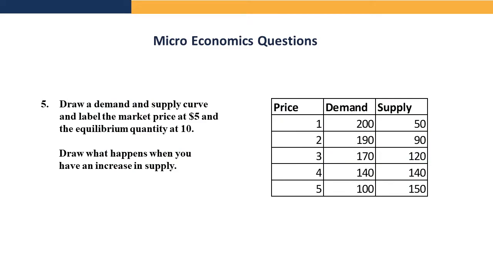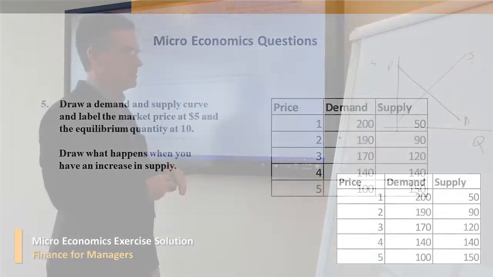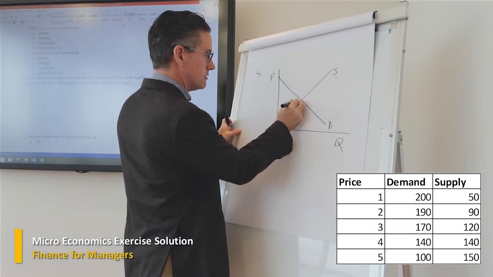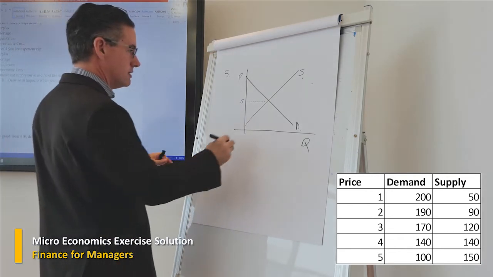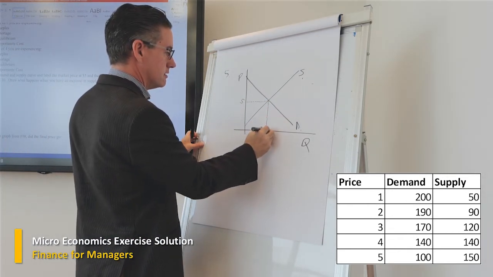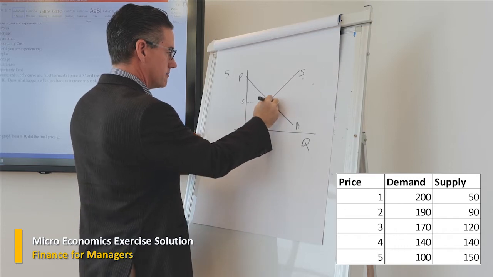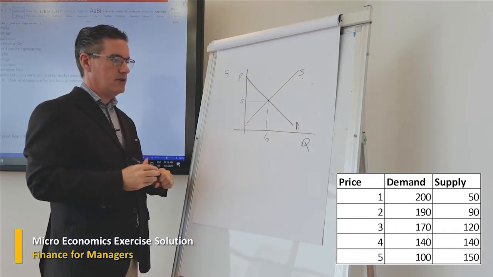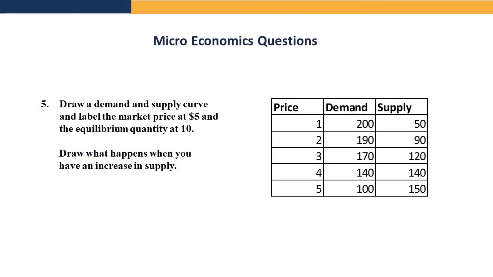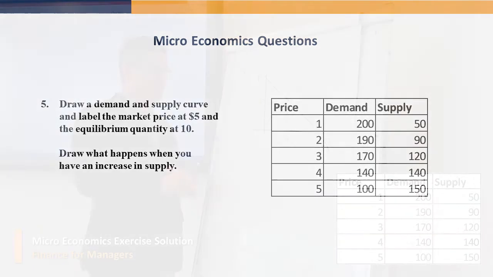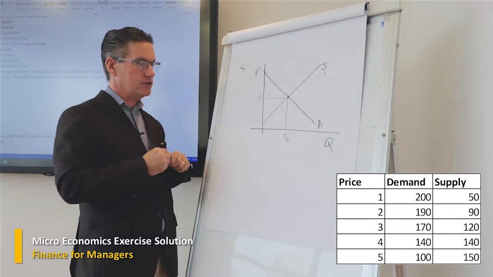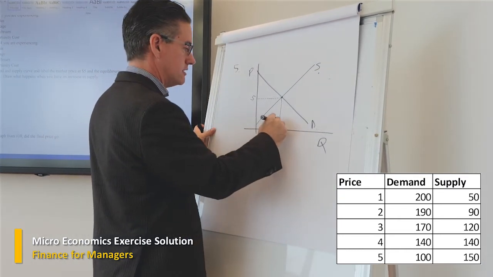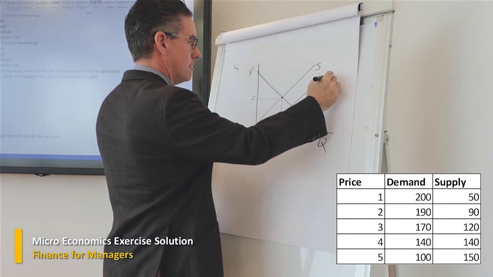What does it want us to do? Label the market price at 5. Market price is where demand is equal to supply. So this is 5. Equilibrium quantity is 10 here, where demand is equal to supply. That's the equilibrium. And what else do we have to do? We have an increase in supply. An increase in supply means the supply curve is going to shift to the right. At every price, we have more supply.